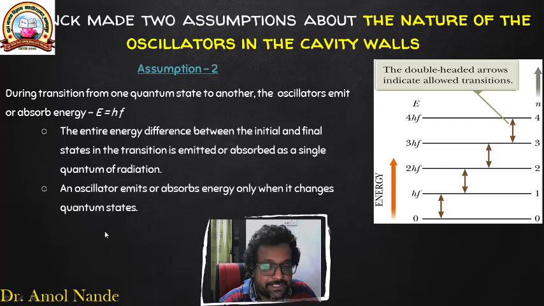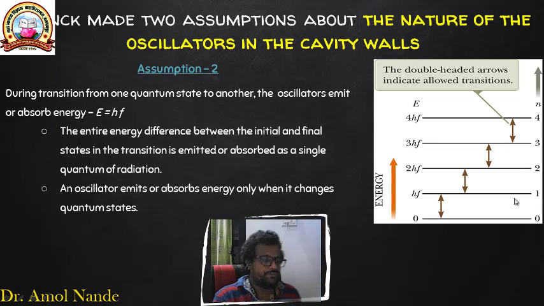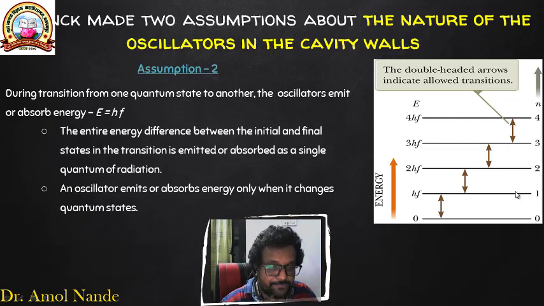The oscillator emits or absorbs energy only when it changes the quantum state. So of course, when it jumps from the first energy state to the second energy state, its quantum number changes from first to second. That's why its quantum state is also changing from first to second. When it comes back from second to first, of course its number is again changing from second to first. It is very obvious that the oscillator emits or absorbs energy only when it changes quantum state.